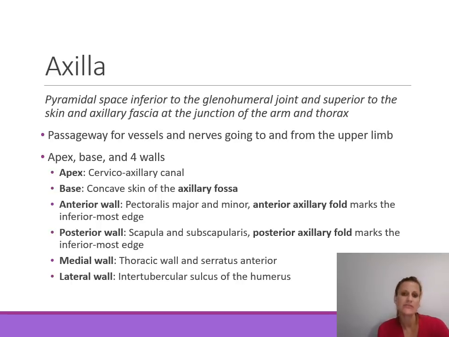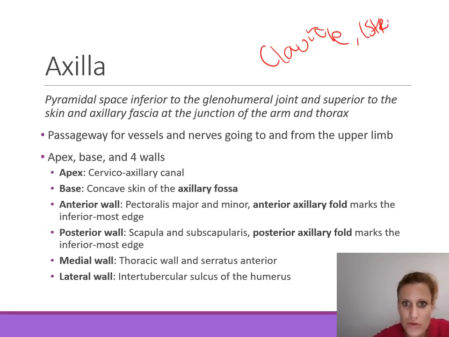The apex is formed by the cervico-axillary canal. This is the passageway between the neck and the axilla. It's bounded by the clavicle, the first rib, and the top of the scapula.